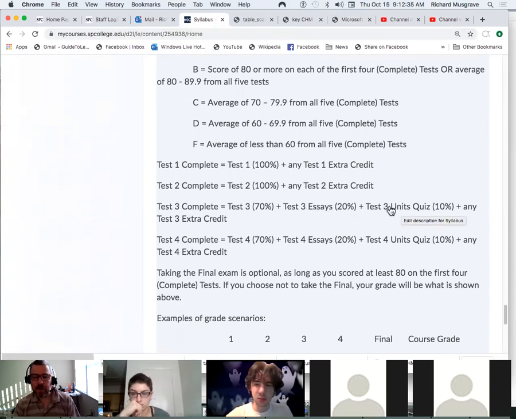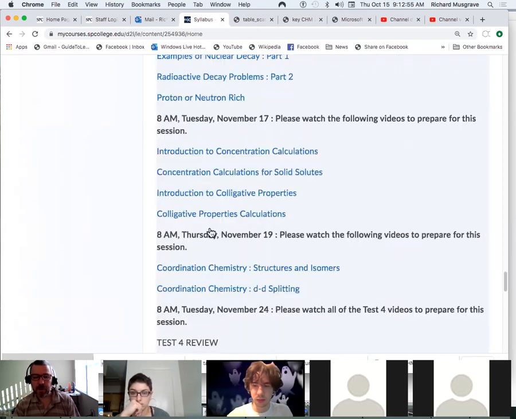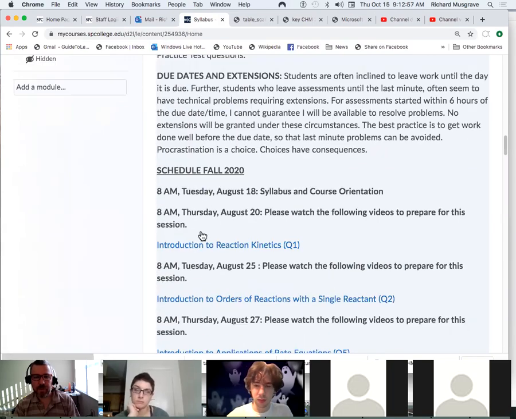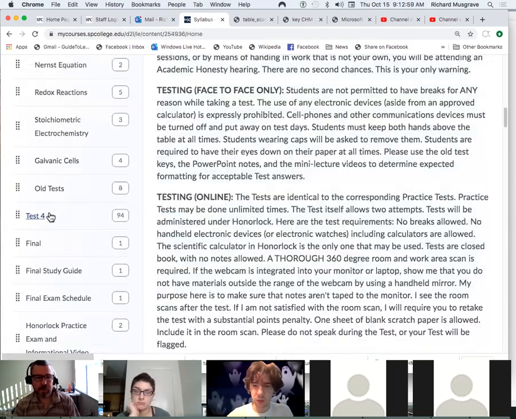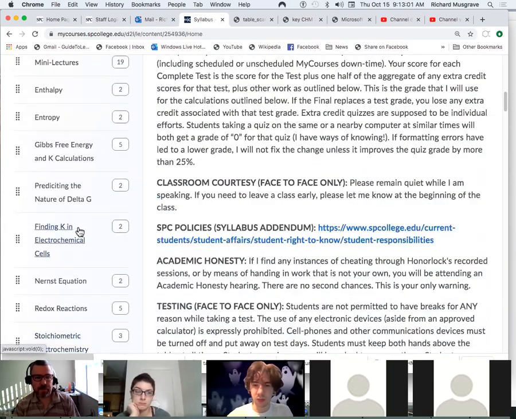And then there's also a units quiz as well. That's not done under honor lock, but it's a quiz that is going to test your ability to apply units. You'll see what that is. You can have unlimited attempts at that, by the way. So you shouldn't have any real difficulty with that. And that's plus any test 3 extra credit as well. But I wanted to briefly talk about the essay question here.